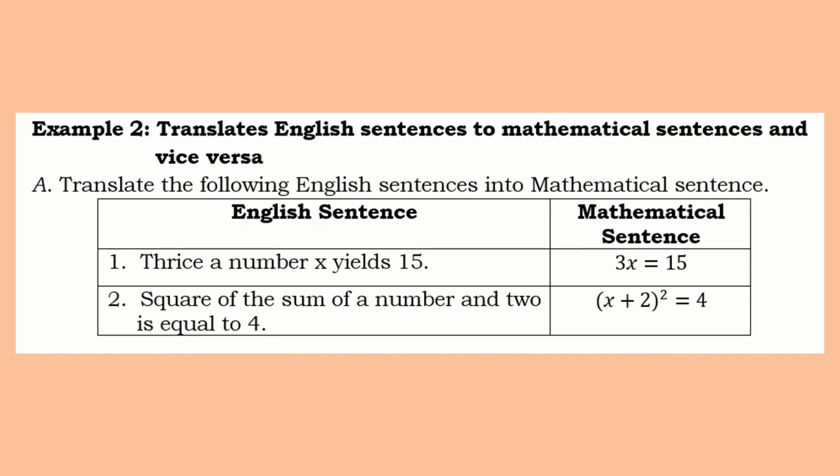So we have here example number 2. Translate the following English sentences into mathematical sentences. Earlier we translated English phrases to mathematical phrases. Just like in your English topic, when we say English phrase, it is not complete, right? It has no period, just a phrase. So in math, we have here the English sentence translated into a mathematical sentence. It means it is complete.